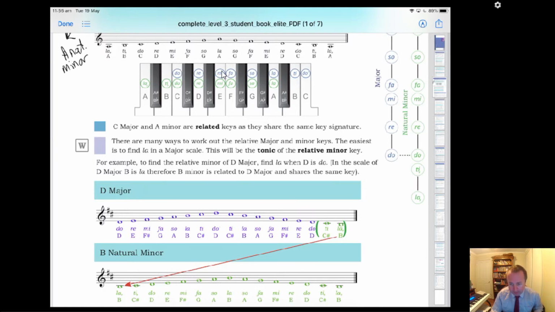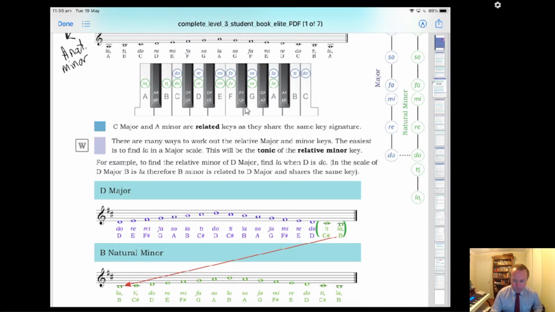Do, re, mi, fa, sol, la, ti, do, ti, la, so, fa, mi, re, do. The green circles, still the same notes. It's still C, D, E, F, G, A, B, and C, but it starts on la. La, ti, do, re, mi, fa, sol, la, so, fa, mi, re, do, ti, la.